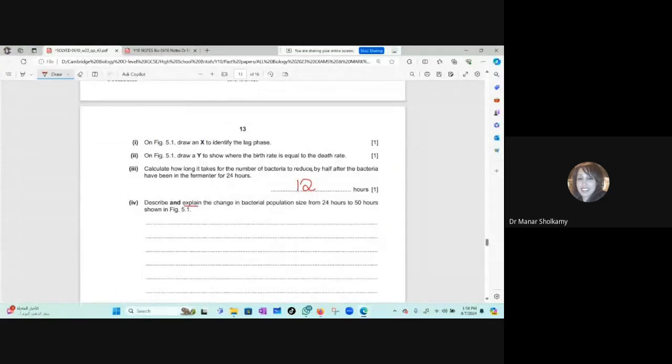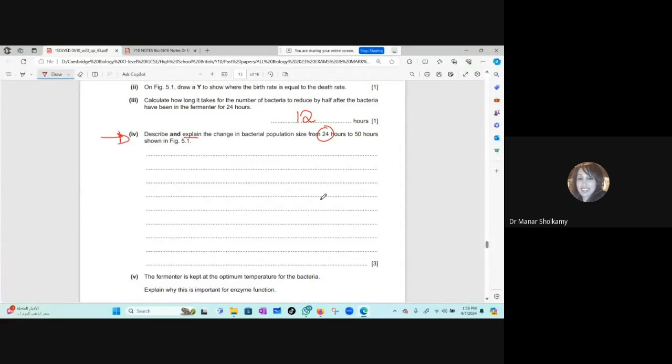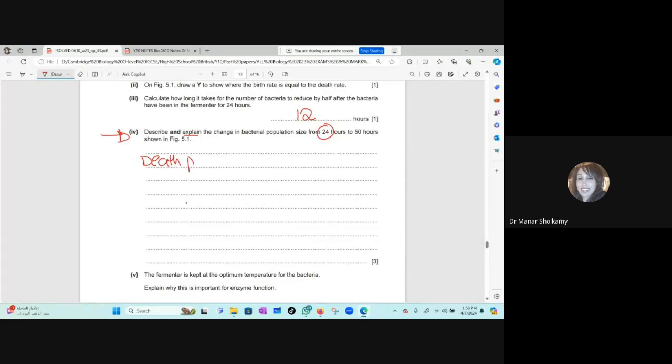Describe and explain the change in the bacterial population size from 24 to 50 hours shown in the figure. How many marks? 3 marks. Who will answer this question? This is also very easy. What happened to the bacterial population from 24 hours from here until here? What is this phase? Death phase? Of course, it's the death phase. And what happens in the death phase and why? Again, it's a direct question.